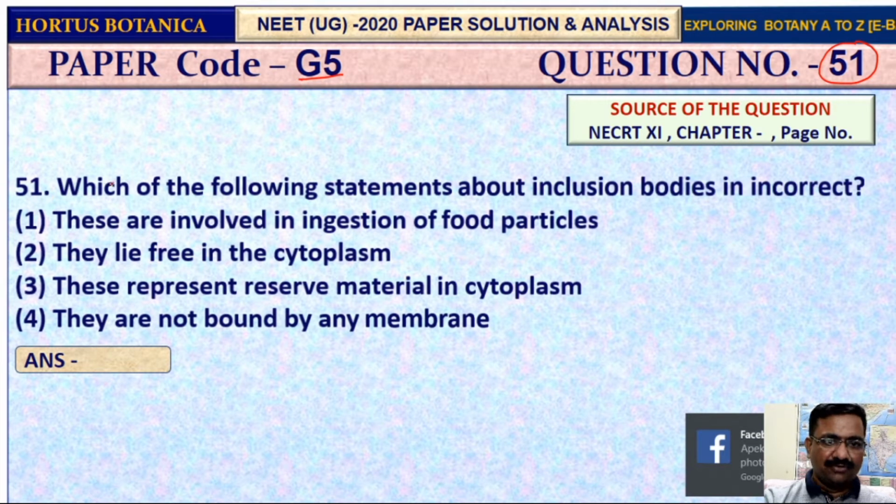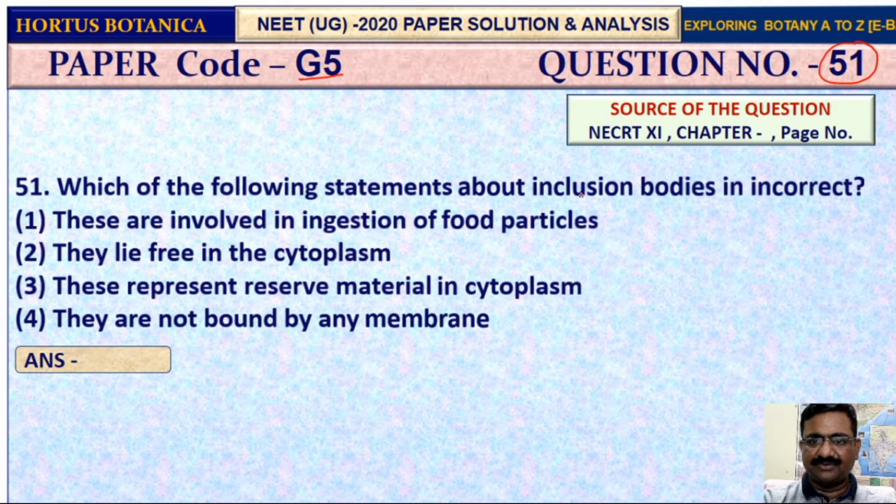Question was, which of the following statements about inclusion body is incorrect? So you have to find out which of the following statements about inclusion body is incorrect. As I promised you, we will explore this question as well as all four options. First of all, this question reflects that you must have an idea of inclusion body. What is this inclusion body? Then we will go for the other options.